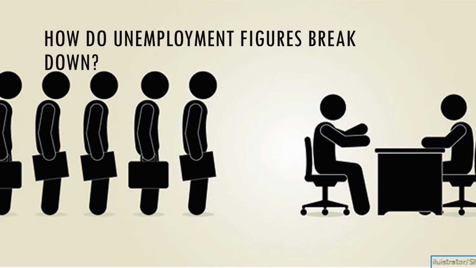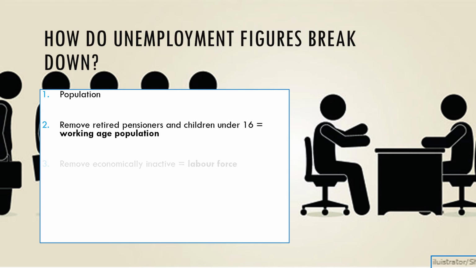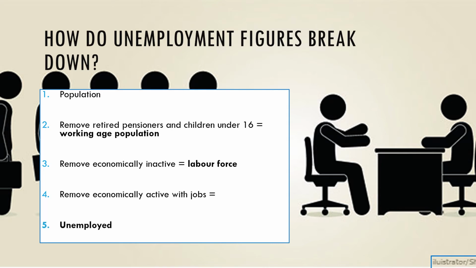So how do unemployment figures break down? Well, we take the population as a whole. We then remove retired pensioners and children under 18 or 16, depending on the country, and so we get the working age population. Then from this, we remove all the economically inactive people, so people like students, people who have taken early retirement, and from that we get the labour force. And then we remove the people who have jobs, and we're left with those poor unfortunate souls who are unemployed.